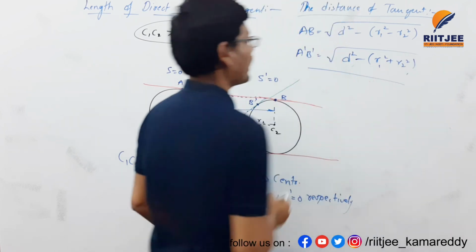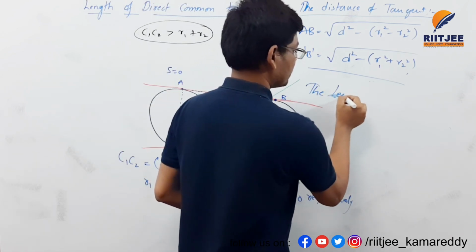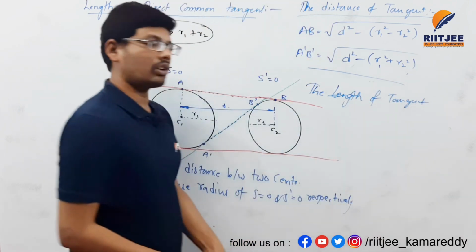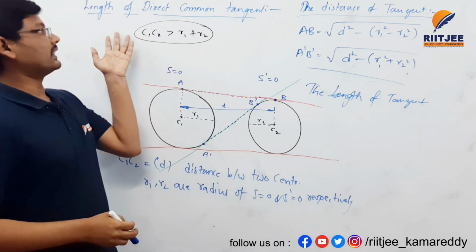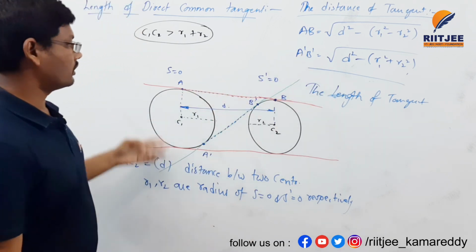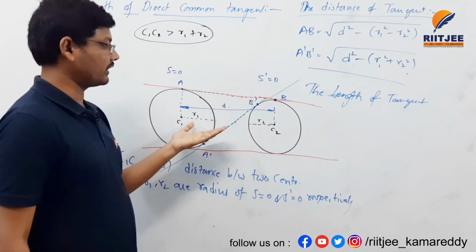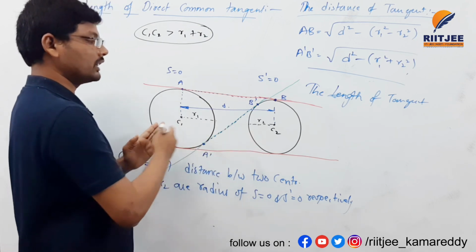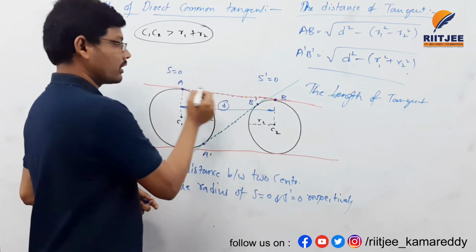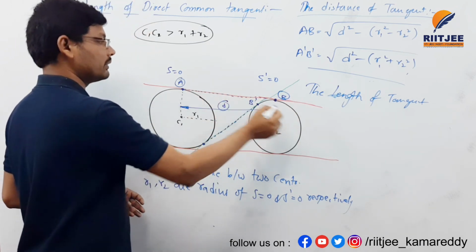This is the formula to find the length of tangent. This is all about the length of direct common tangents and transversal tangents. Directly we are finding the transversal tangent length also. This is S = 0, this is S' = 0. Here two circles are there having centers C1 and C2 and different radii R1 and R2. The distance between these two centers is small d, and the points of contact of the common tangent are A and B. The distance is nothing but the length of the tangent.